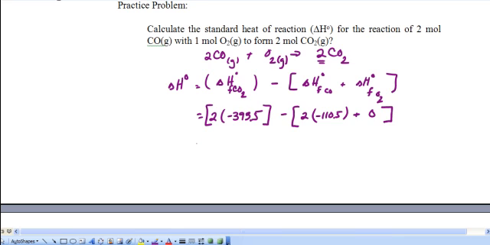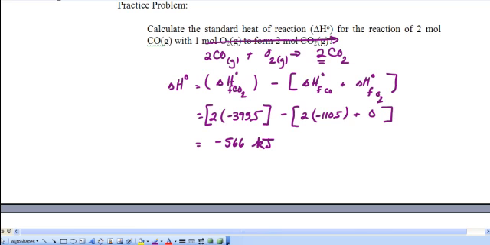And so now all we need to do is have 2 times the negative 393.5 minus 2 times the negative 110.5. And it looks like we get a negative 566. So if we run this reaction 1 mole times in this direction, it's going to release a total of 566 kilojoules.